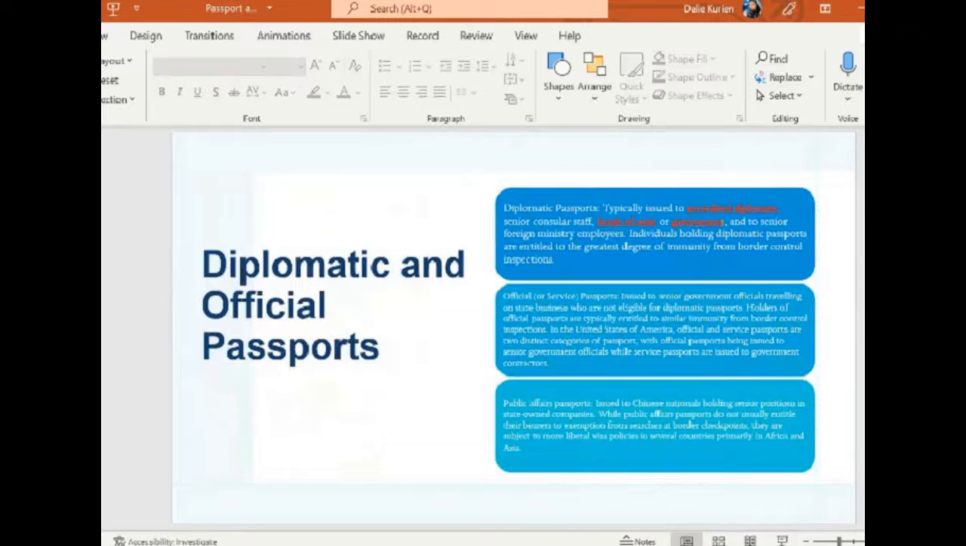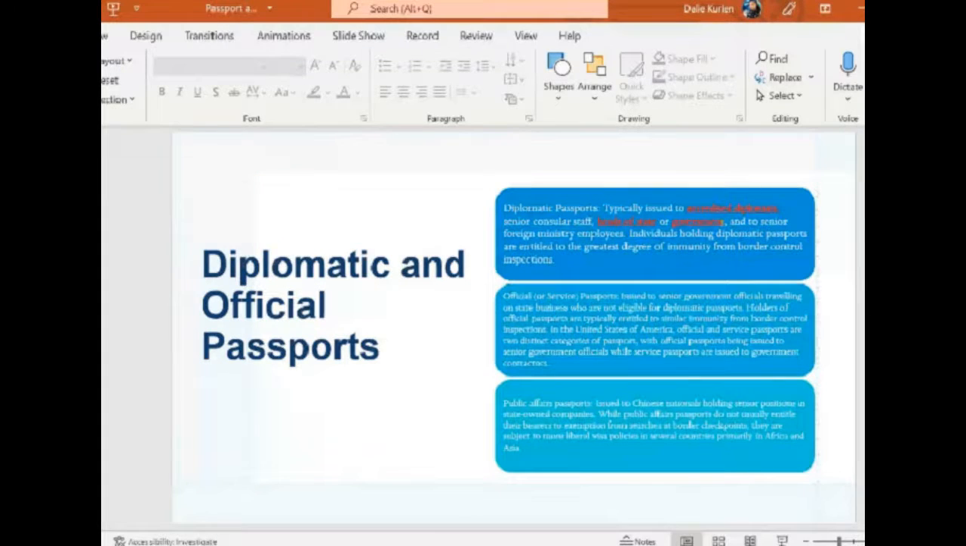Diplomatic and official passports. Diplomatic passports are typically issued for the head of the government and accredited diplomats, that is, high military positions, air force high positions, navy high positions, or if he or she is head of a state or head of a government. So Mr. Modi would have been issued a diplomatic passport, as well as senior foreign ministry employees.